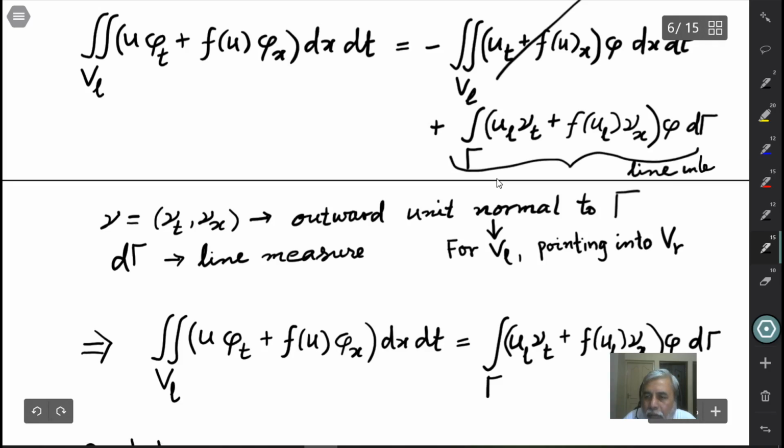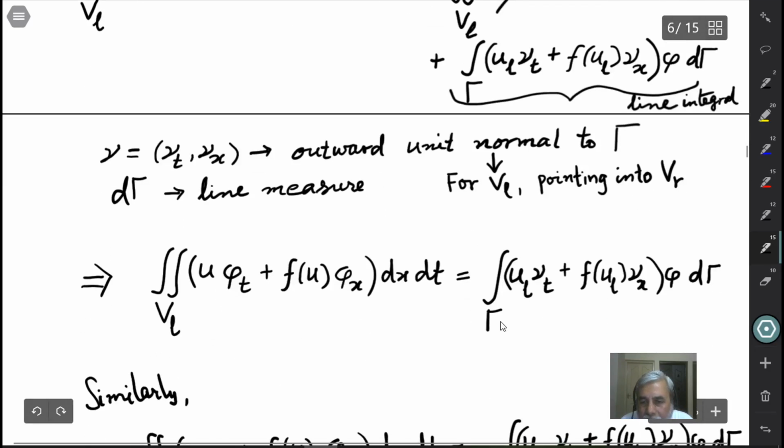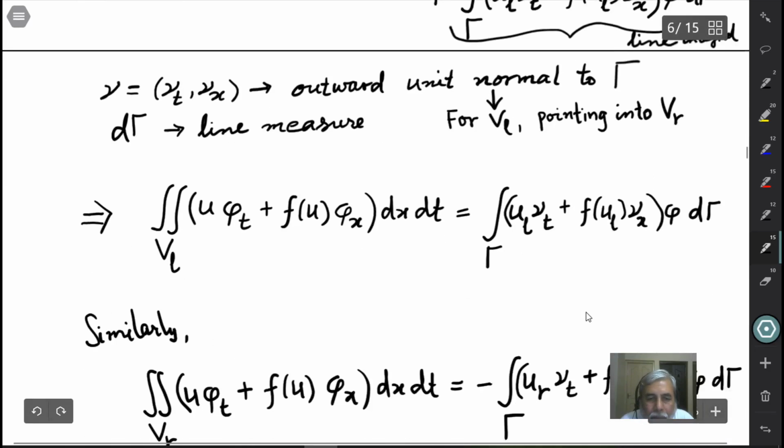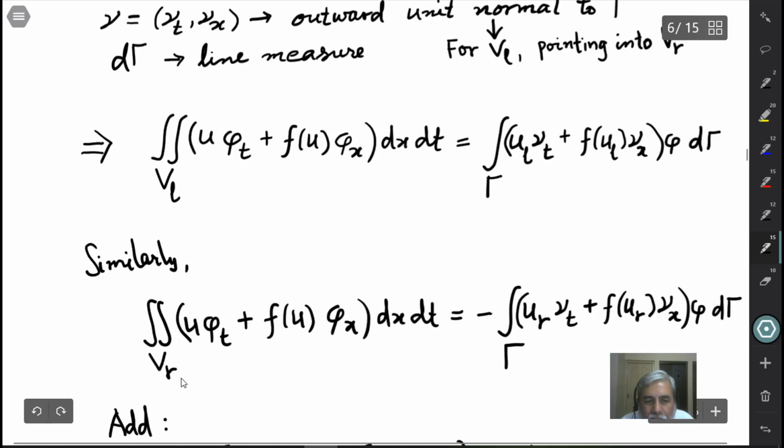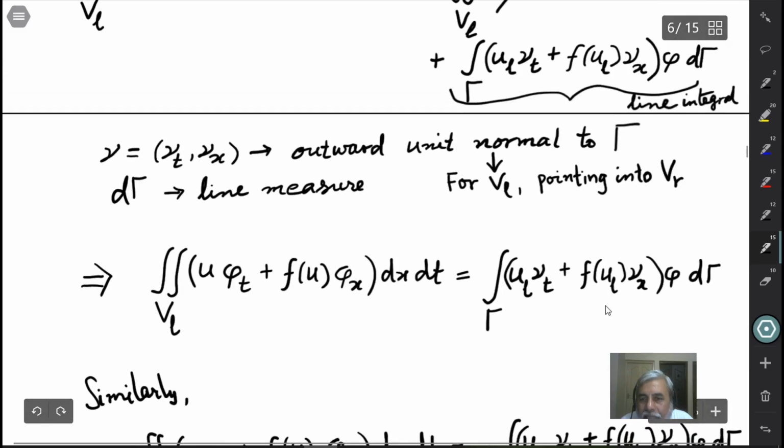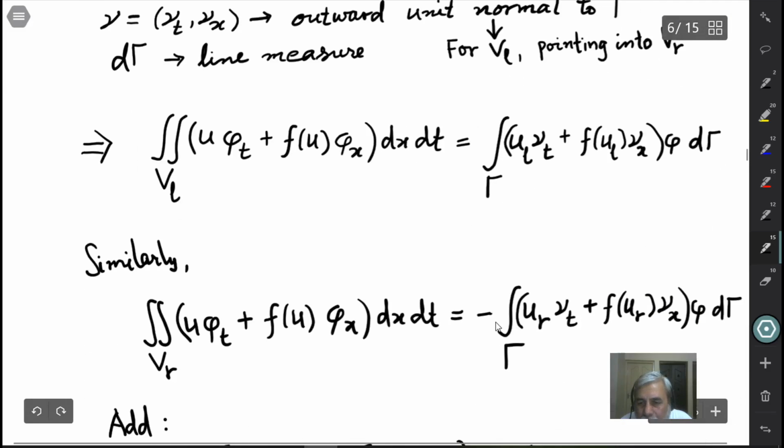This is from Green's formula or divergence theorem. And that gives us, so this term vanishes. So this integral over the region V_L is just given by this line integral. And similarly for the region V_R, it's again a line integral, and as I said, this sign changes, so we have minus here. Okay, because the direction of the unit normal changes, so we get this minus sign.